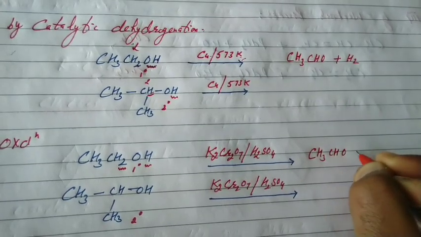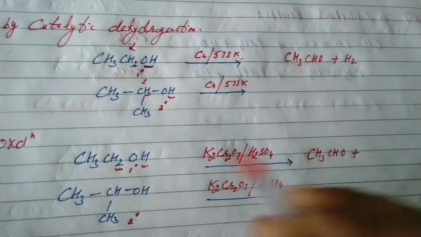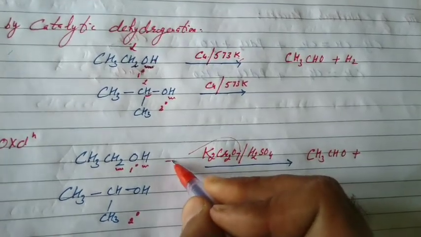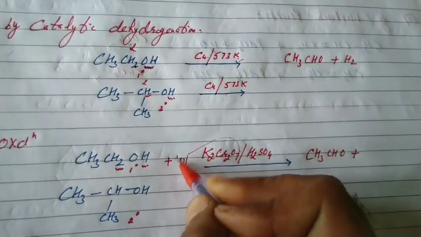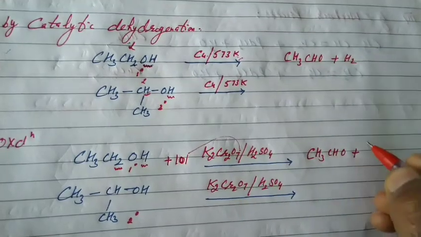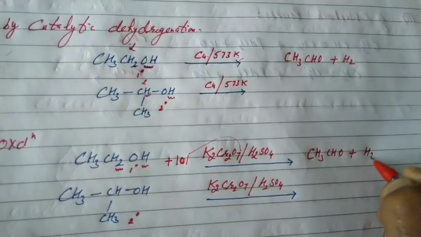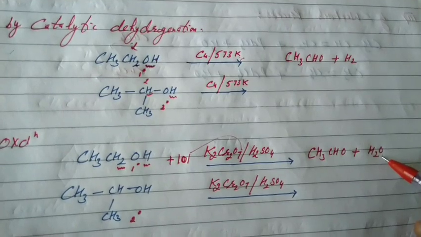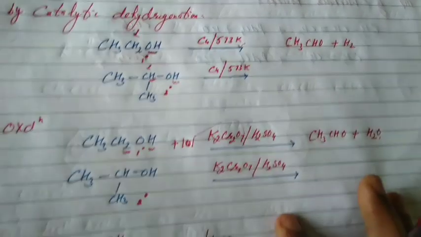CH3CHO. But in this case we use an oxidizing agent. So the byproduct is not H2. It will undergo oxidation. It will supply nascent hydrogen. Hydrogen undergoes oxidation and you know what is the product? Water. In the earlier case simple H2 is lost; in this case water is lost as byproduct. In the same way, please complete it by yourself.